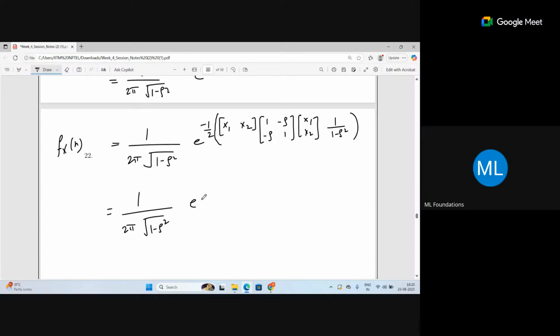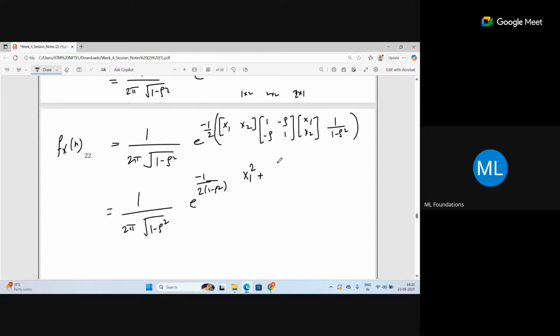If I take the multiplication, what I'll get is minus rho square. Because this is a 1 cross 2 vector, then we have a 2 cross 2 matrix, and then 2 cross 1, what will be the product of this? One scalar, right? And that scalar is what I'm writing down here.